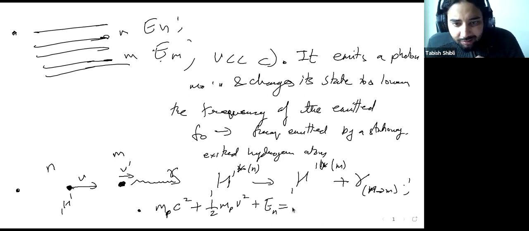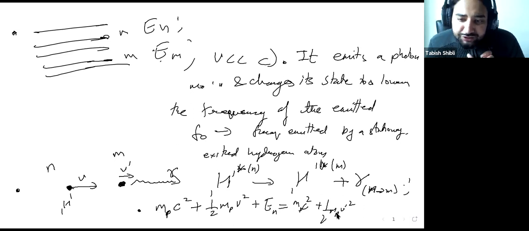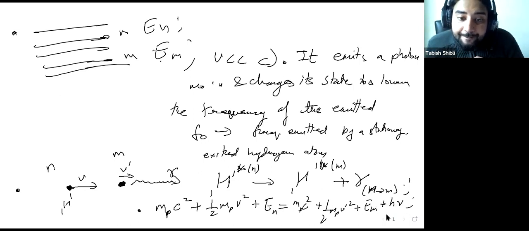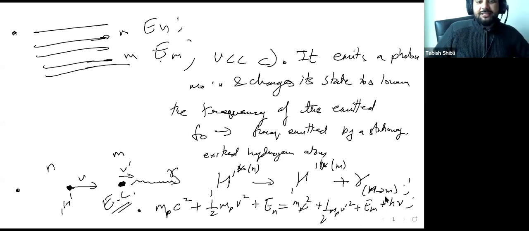What about the right hand side? Well, you will again have the rest mass energy mpc square, plus half mp v prime square, which is the new velocity that it's moving at, plus Em, because now it's in the mth state, and plus the energy of the photon, which will be h nu, right? So this is your energy conservation equation. Does this equation make sense to you?